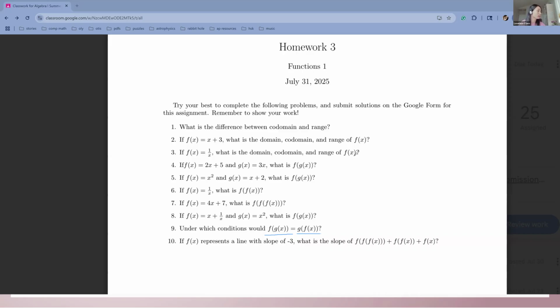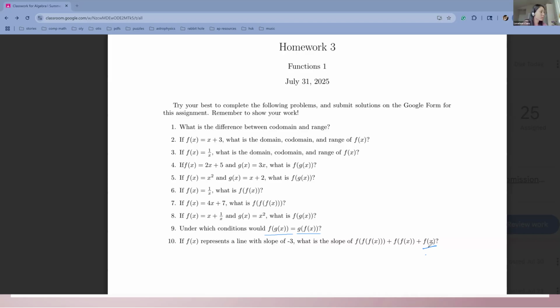For question 10, question 10 is a little tricky. So we can start with f of x first. So f of x just has a slope of -3, right? So this part is -3. Do you guys know, if I have a line with a slope of -3 and I add it to a line that has a slope of 2, then the resulting line has a slope of -1? Does that make sense?